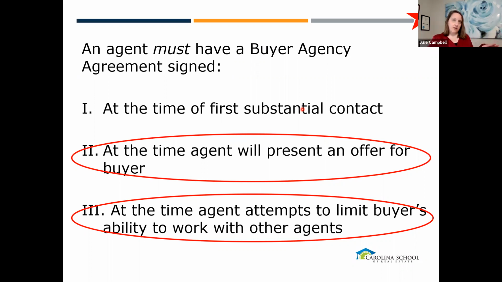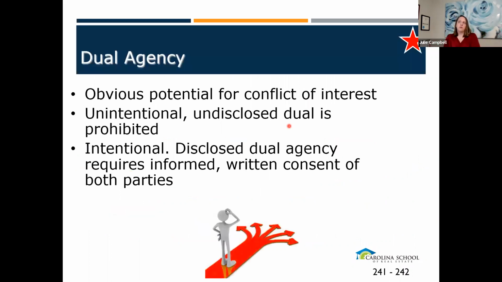So we've talked about working specifically with sellers. We've talked about working specifically with buyers. So the last little piece is when we get to work with both as a dual agent. And we've already talked about this, so this is just a super quick review.